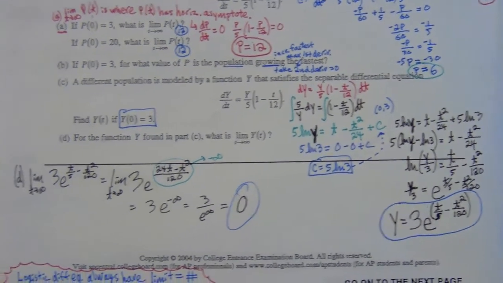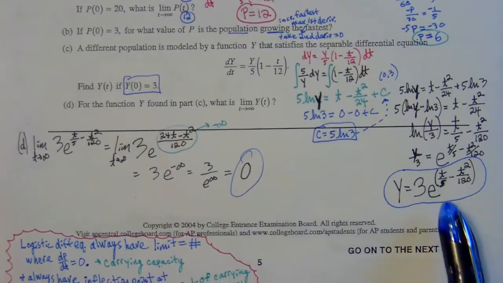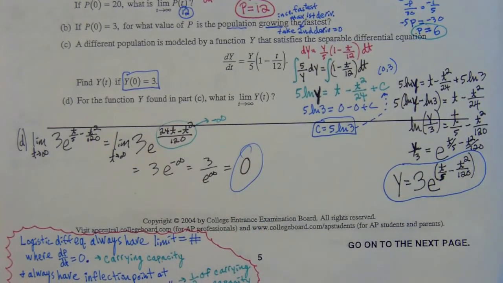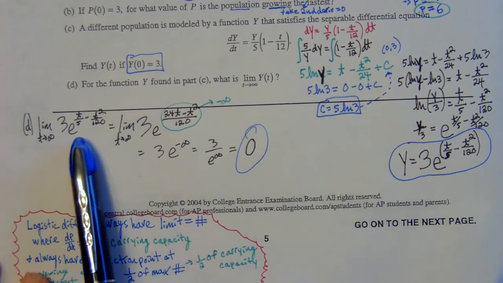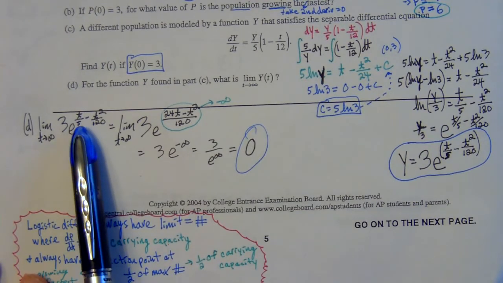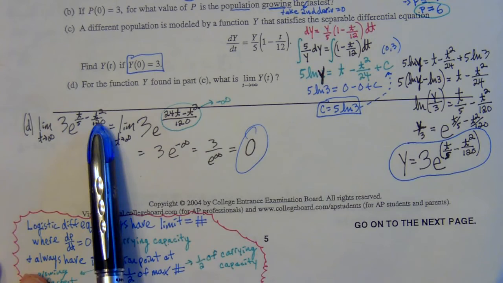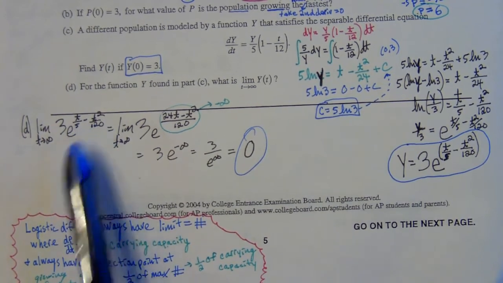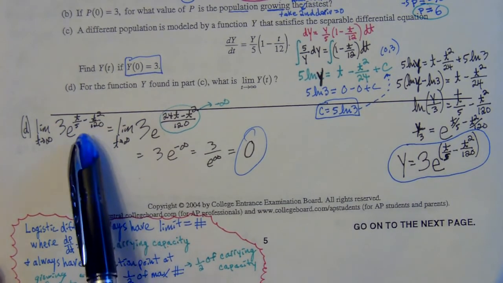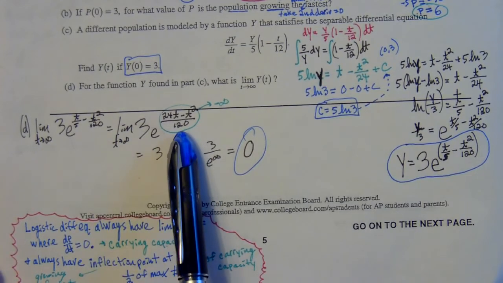And then the last part of that, it says for this function we just found, what's the limit as t approaches infinity? If we do the limit as t approaches infinity of that function and plug in infinity here, it's a little tricky because you have infinity on this one and infinity on this one. That's infinity minus infinity, which is that weird indeterminate form stuff there. So I went ahead and got a single fraction.